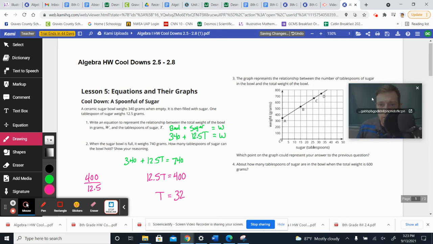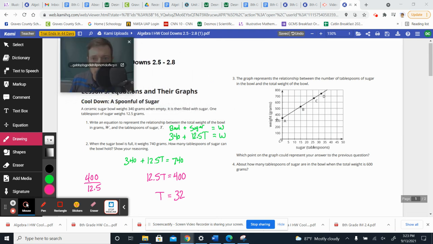All right, moving on to number 3 over here. So let me get my mug out of the way. The graph represents the relationship between the number of tablespoons of sugar in the bowl and the total weight that's in the bowl. So this right here represents the equation that we wrote, the relationship that we're seeing. This is representing it as a graph of the equation. Which point on the graph could represent your answer to this previous question? Well, we're looking for when the tablespoons, which are down here, equals 32. So it looks like point D is the one that's representing us at 740 grams, which would make sense. So the point that represents us is point D.